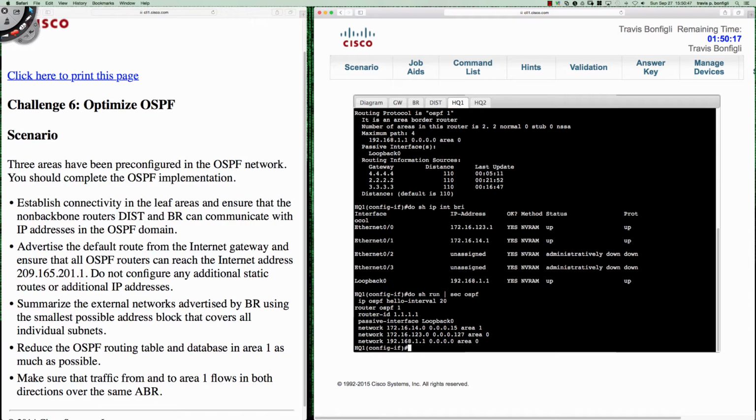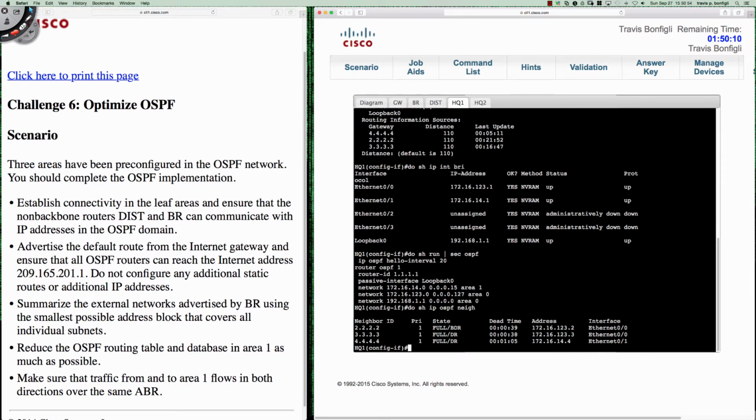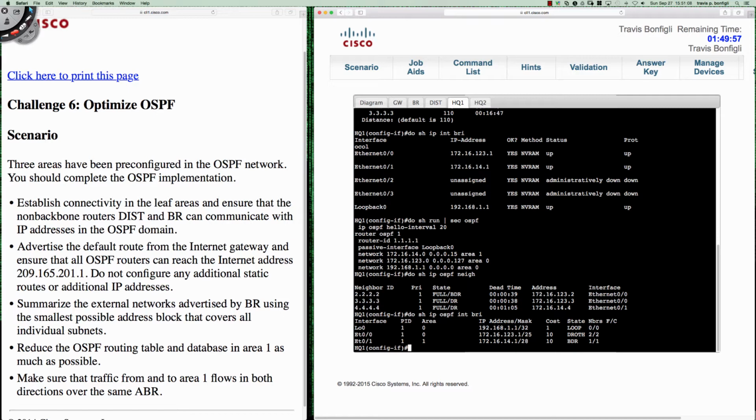All right, so we set the hello interval there. And do show IP OSPF neighbor. All right, so HQ1 has a full adjacency with the DRs and the BDRs on its respective segments. Do show IP OSPF interface brief. And it should have a single interface in area 1, and then two interfaces in area 0.